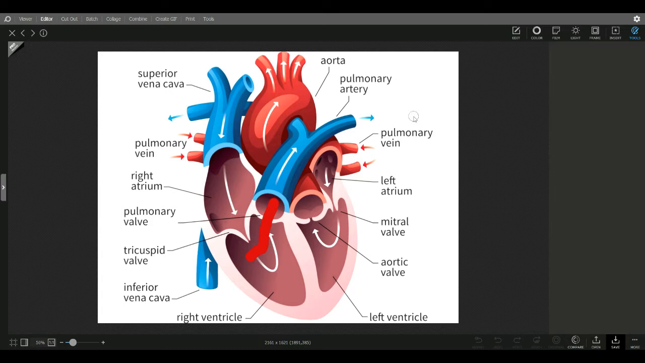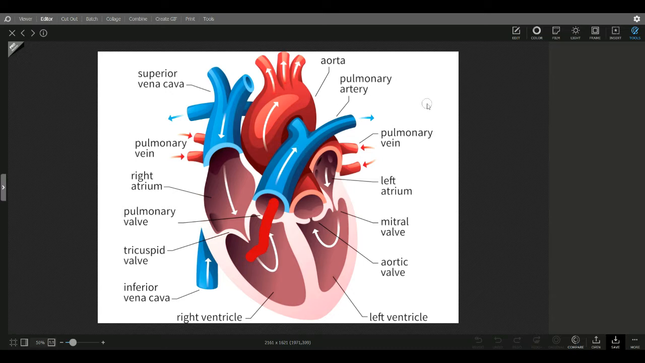It's important to remember here, guys, that the pulmonary artery has deoxygenated blood. It is the only artery that has deoxygenated blood. Arteries are blood vessels that go away from the heart. Now, this is in fact going away from the heart. It does not yet have oxygen.